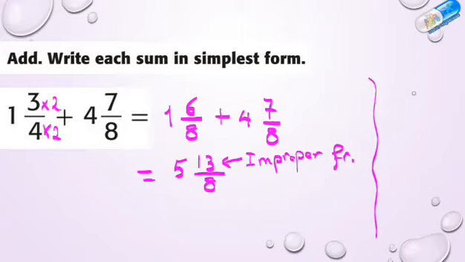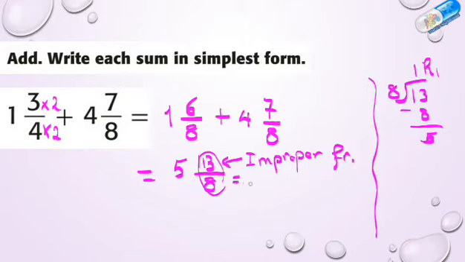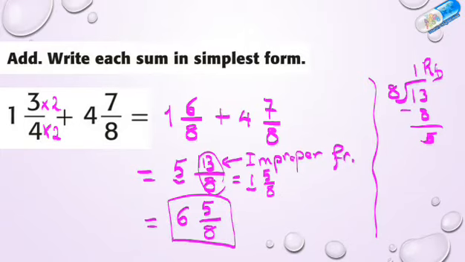So 13/8, I'll divide it here, 1, and the remainder is 5. So 13/8 is equal to 1 and 5/8. Look at this 1 here and this 5 here. These are two whole numbers. We add them together, so we will get 6 and 5/8. This is the final result.